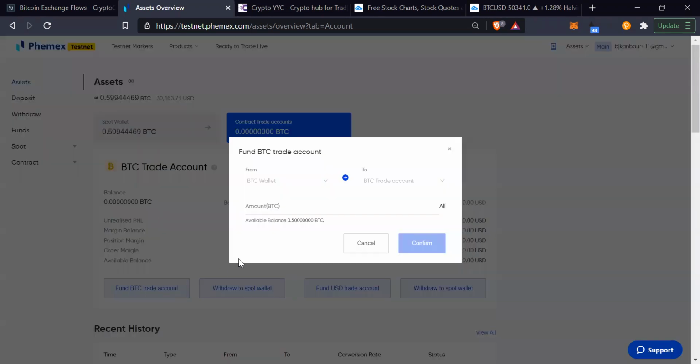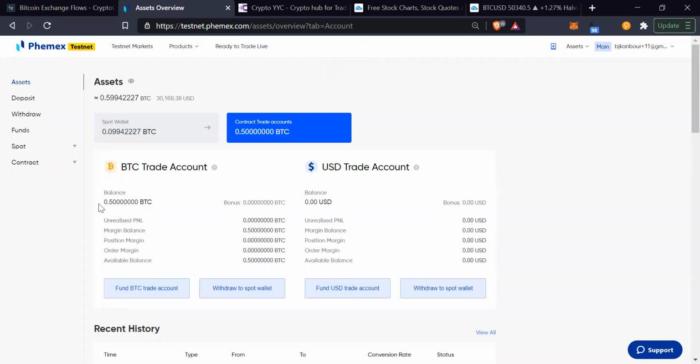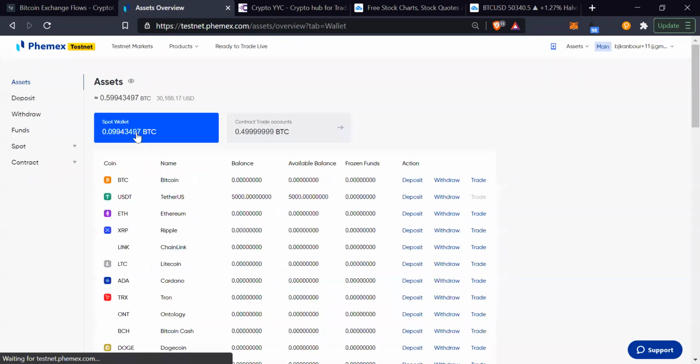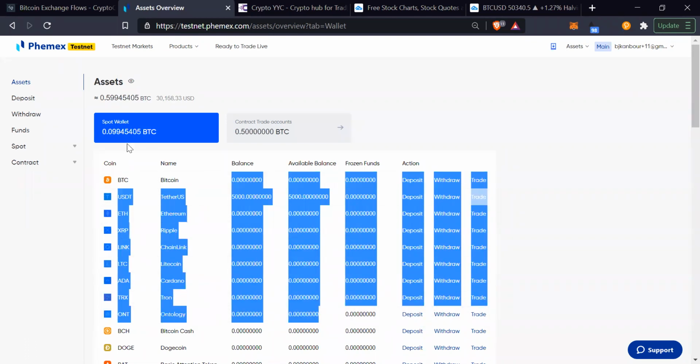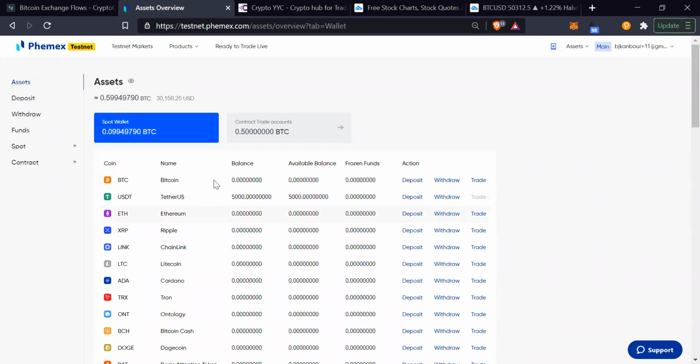Clicking Fund BTC Trade Account, we're going to click all. We're going to move the half a Bitcoin into our Bitcoin trade account, and you'll see it moved from here. Now, if you look at this spot wallet, I have 5,000 USDT left. It's showing up here that there's 0.09 Bitcoin. There isn't actually any Bitcoin in here, but it shows all of your balances in Bitcoin amount. So it shows that you have 0.0995 Bitcoin, which is just $5,000 worth of value in Bitcoin.